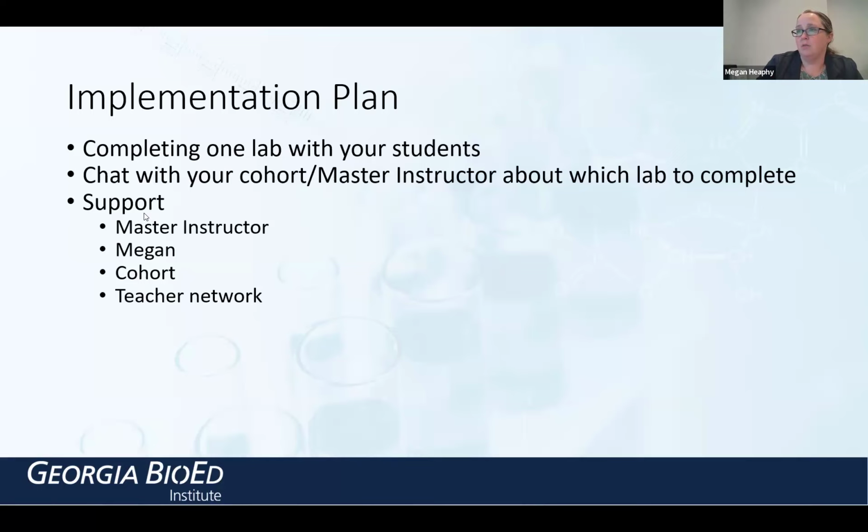But when you are receiving your supplies and you're about to implement your lab, if you get cold feet because you don't remember what happened in the workshop, please remember you do have support. You can reach out to your master instructor. You're welcome to call me anytime. I've had people FaceTime me while they are making their solutions for different labs. You can reach out to any of your cohort members.